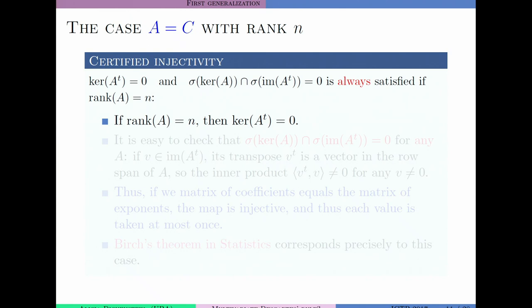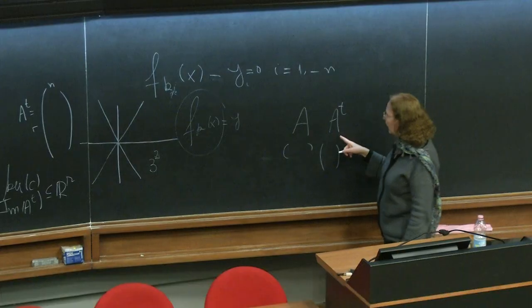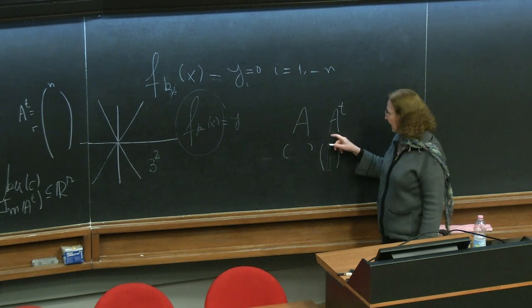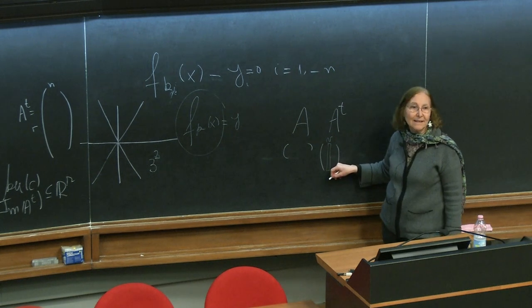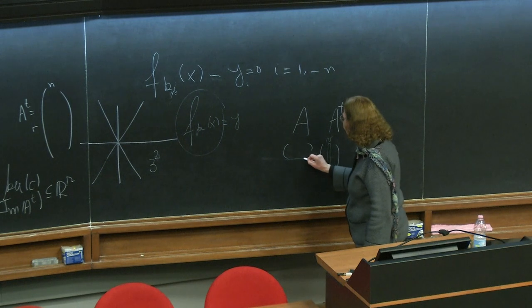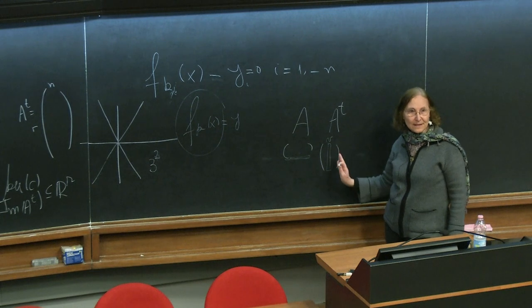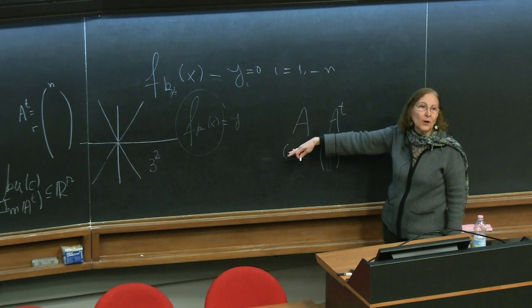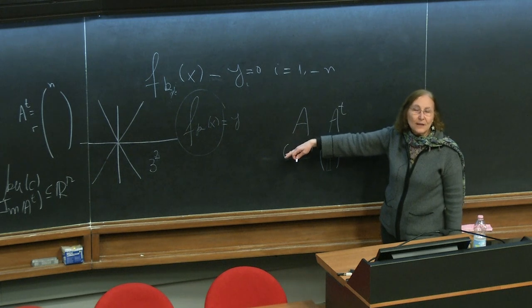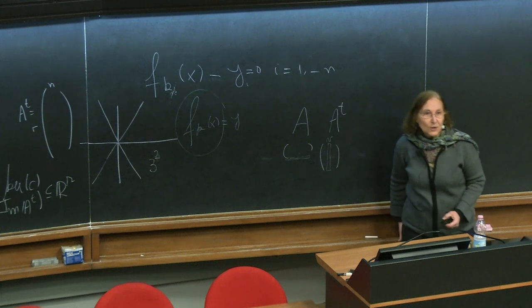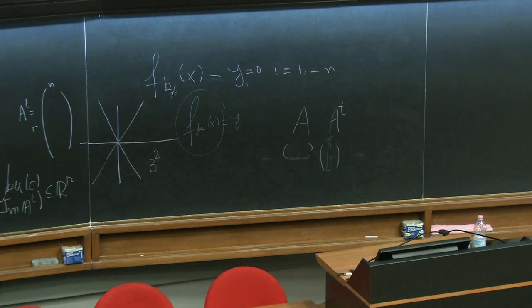We have A, and here we have A transpose, okay? Well, this matrix is like this, and this matrix is like this. Could it be that some vector in the transpose is in the kernel of the matrix? If we take here a vector v which is in the kernel, but we also have this vector v in the row span of A, then it is in the kernel and orthogonal to itself. So unless the vector is zero, this cannot happen. So if A equals C, this condition is certainly satisfied.